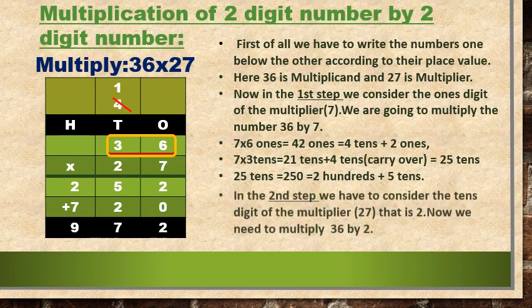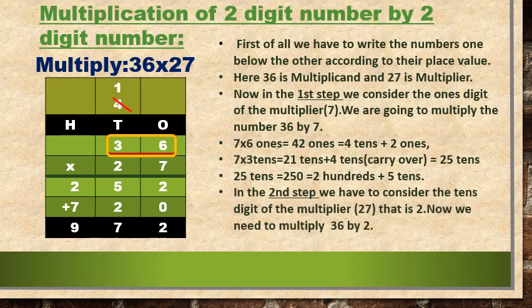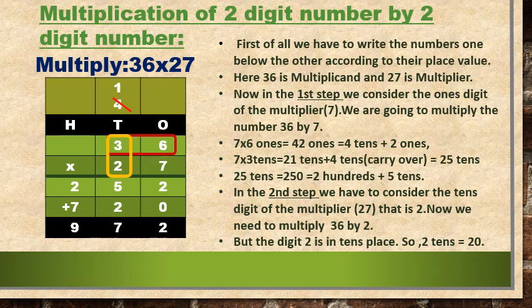Now in the second step, we have to consider the tens digit of the multiplier, and that is 2 over here. Now we need to multiply 36 by 2. But the digit 2 is in tens place. So girls, we all know that 2 tens equal to 20.